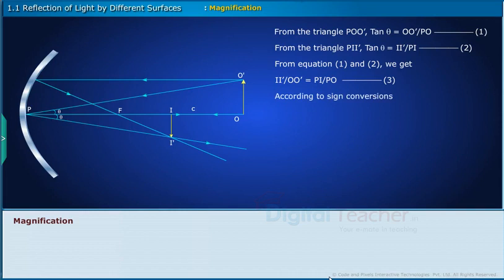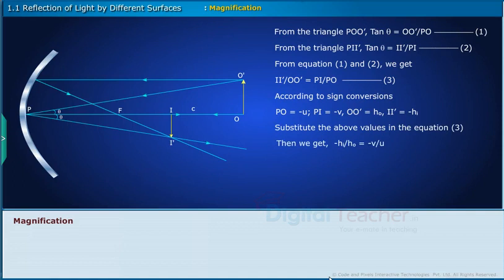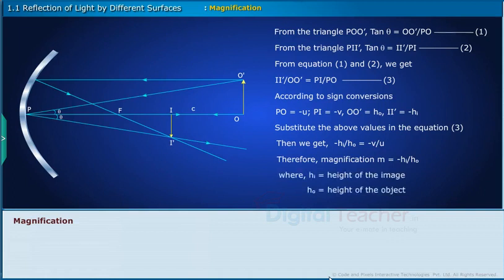According to sign conventions, the object distance is minus u. Image distance is minus v. Height of the object is HO. Height of the image is minus HI. Substitute the above values in equation 3. Then we get minus HI by HO is equal to minus v by minus u. Therefore, magnification M is equal to HI by HO, where HI is the height of the image and HO is the height of the object.